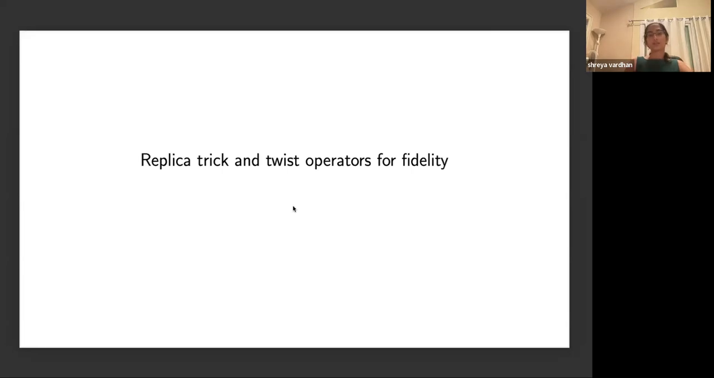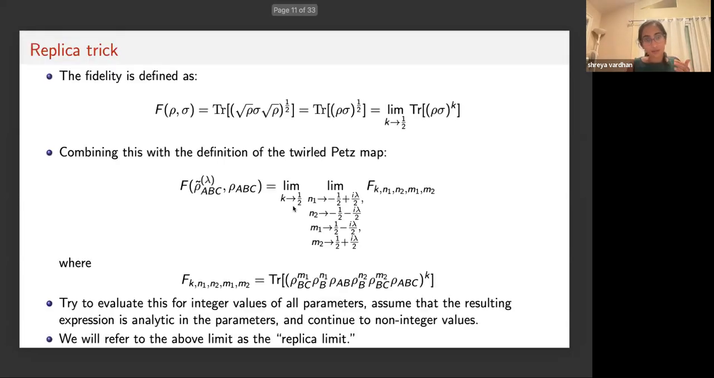Okay, great. So let me first describe the replica trick that we use for calculating things like the fidelity between rho and rho tilde, which is a more complicated version of the same kind of replica trick that's used for the Renyi entropy, for instance.